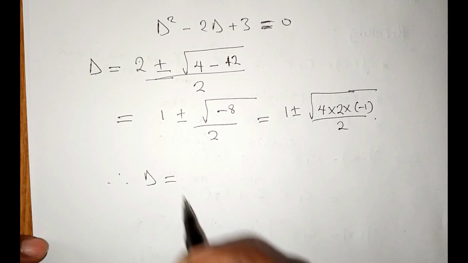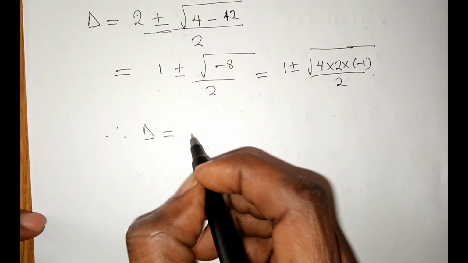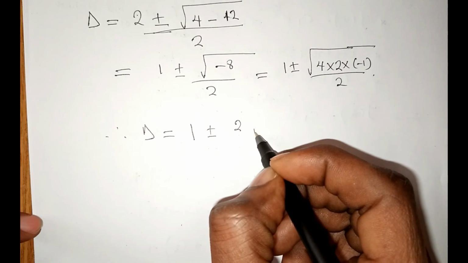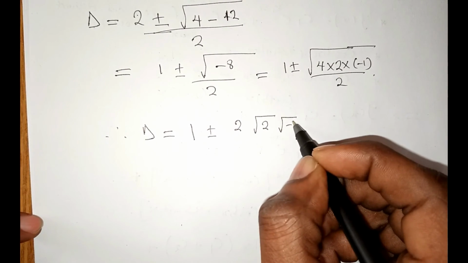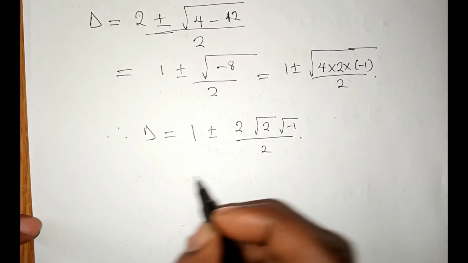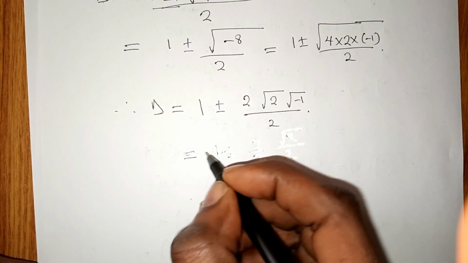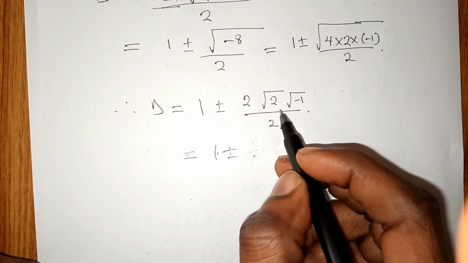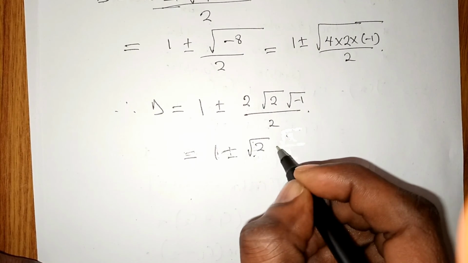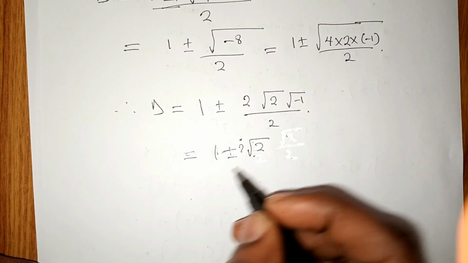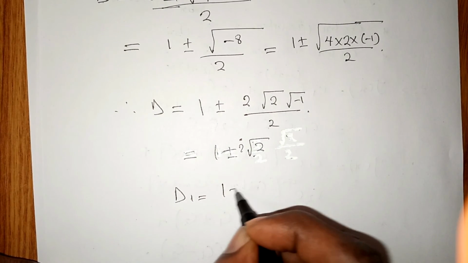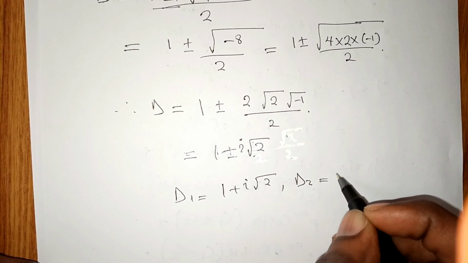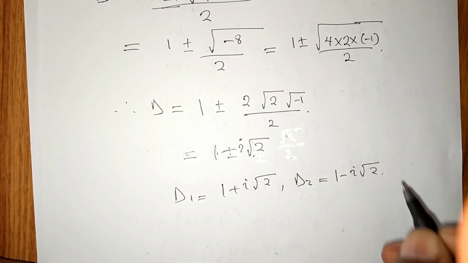So therefore D will be equal to 1 plus or minus the root of 4 is 2, root of 2 is root 2, and root of minus 1. So using surds, 1 plus or minus 2 over 2 is 1, so we have root 2, and root of minus 1 is the same thing as i, so D1 is equal to 1 plus i root 2, and D2 is equal to 1 minus i root 2.